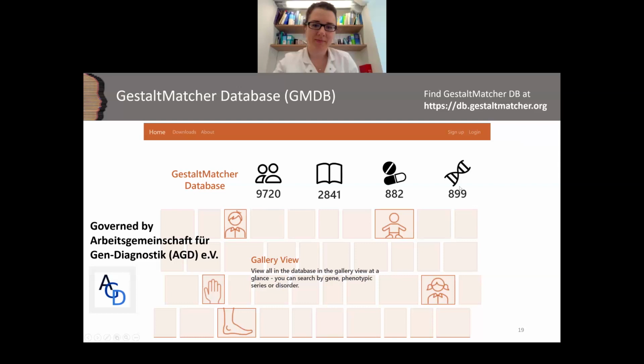This platform, the GestaltMatcher Database, is hosted by AGD, which is a nonprofit organization in Germany. We have a committee board that reviews who can download and who can access the data.